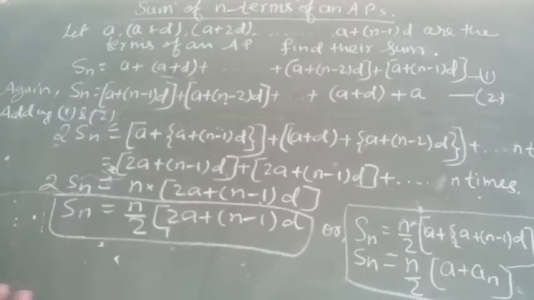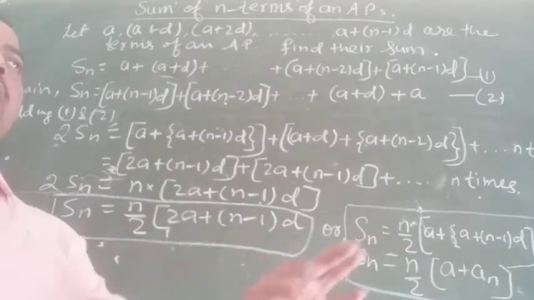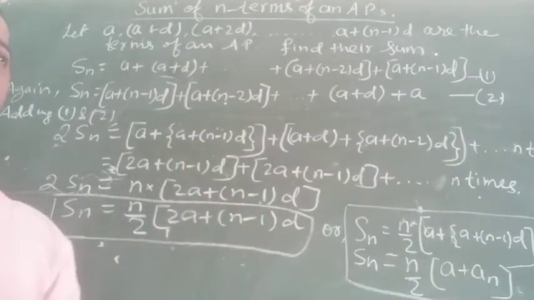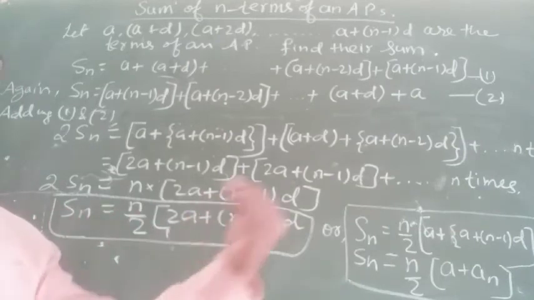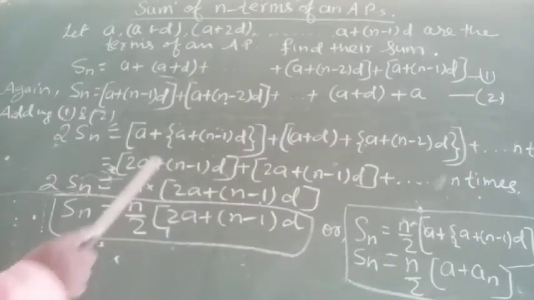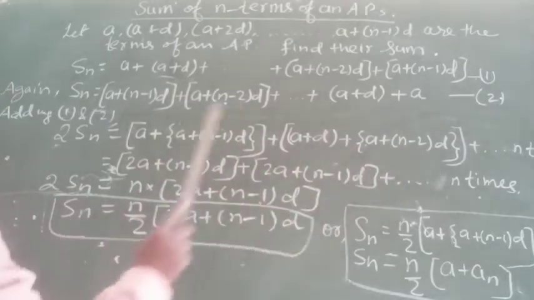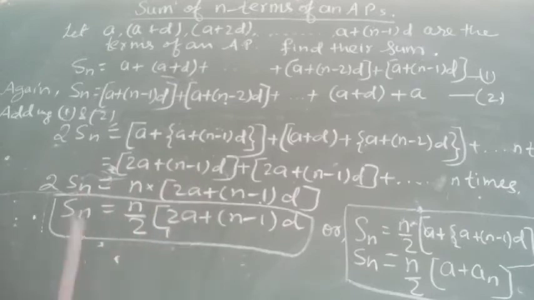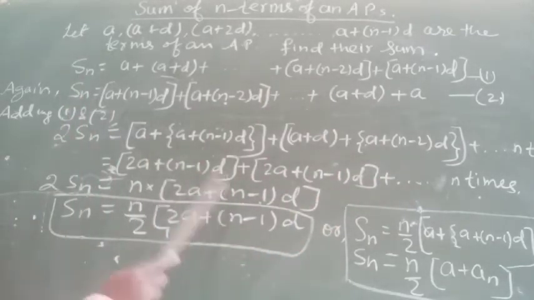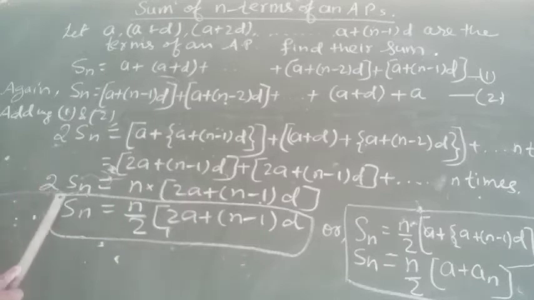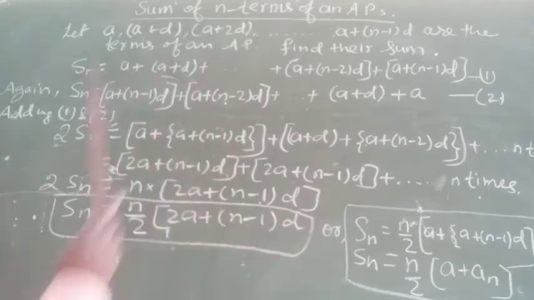Just like if you are writing 5 plus 5 plus 5, 50 times, it is better to write 5 into 50. Because we know that multiplication is a shortcut of addition. If you are writing the same number n times, you directly write the number into n. So I have written n into this number. So 2Sn equals n into 2a plus n minus 1 into d.